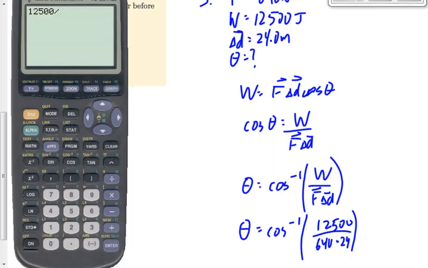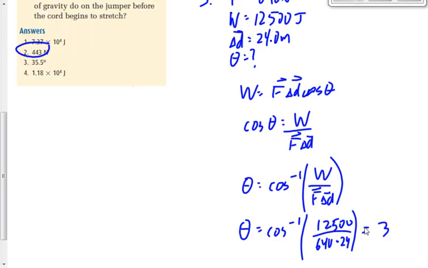12,500 divided by, let's use some brackets here, 640 times 24. End those brackets. Press equals. Now it's what's inside the brackets. Now let's take the inverse cosine of that. I saw a lot of people doing this yesterday. They were retyping that number, 0.8138, and so on. What's the easiest way to do that? Instead of retyping that, second function answer. So it takes the inverse cos of the last number that you calculated, because it has to be 35.5 degrees. And sure enough, that's the answer that they give me.